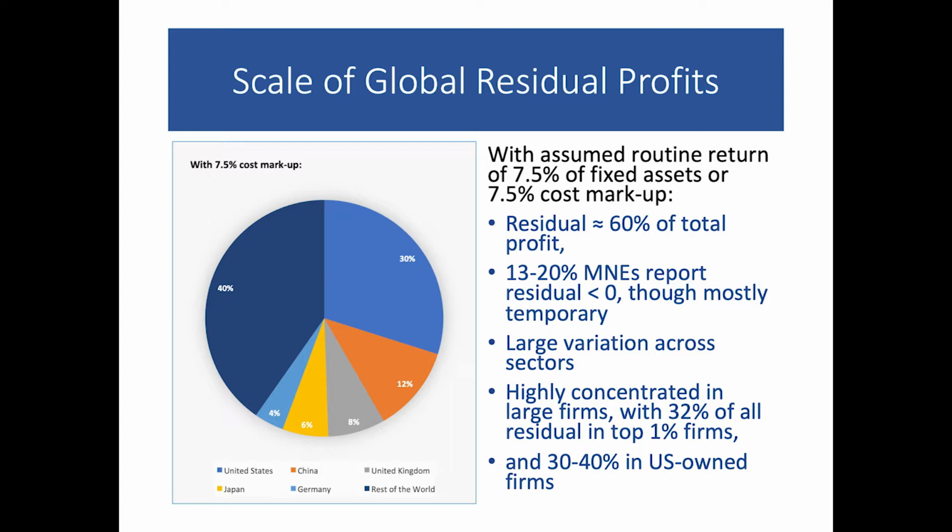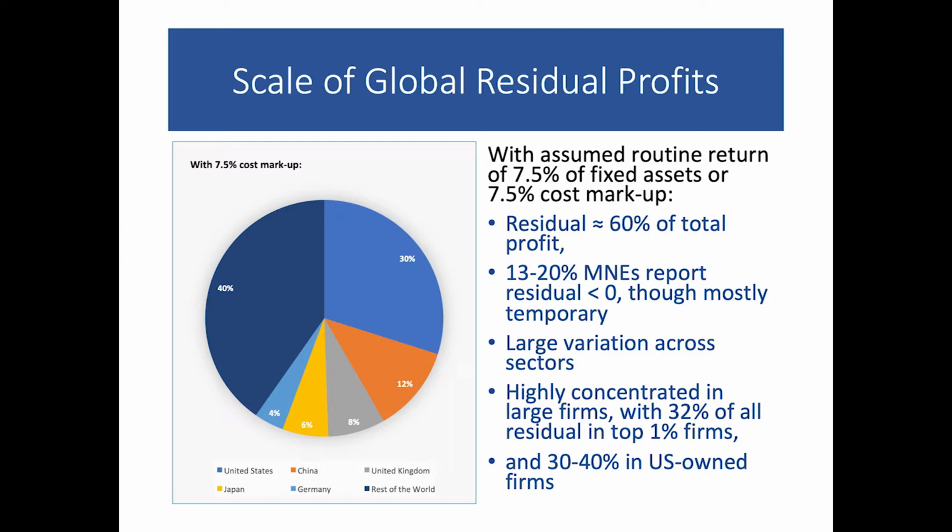Key features of these multinationals, I'm not going to read the numbers, but in essence, they are large. And the smallest one in this data set is well above the threshold for country-by-country reporting or the EU CCCTB threshold. Okay, so what do we learn about the scale of routine versus residual?